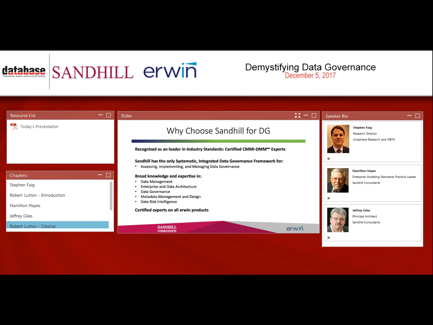We also have a broad knowledge and expertise in the area of data management, enterprise and data architecture, data governance, metadata management and design, and data risk intelligence. All of this is key when you look at data governance and data management. And we're also certified on all the Erwin products, which may be helpful to an organization that may be looking at the Erwin Data Governance Edge solution.